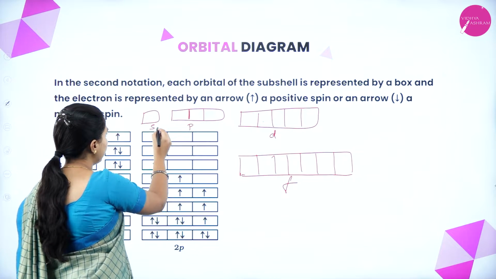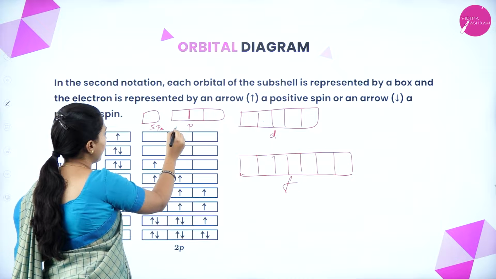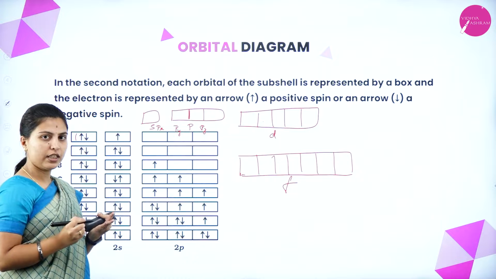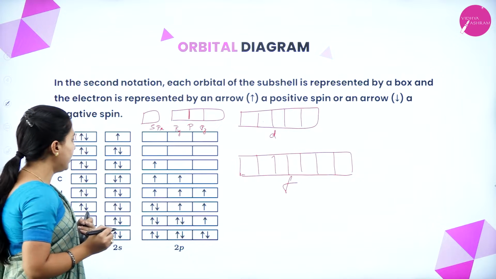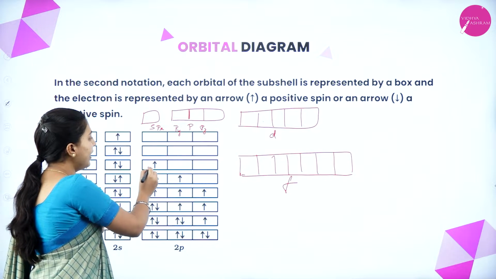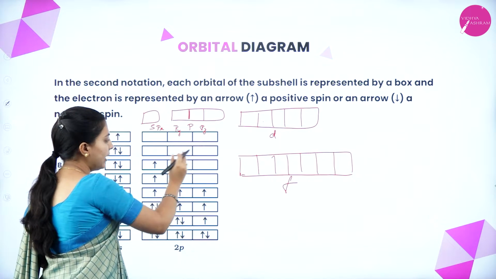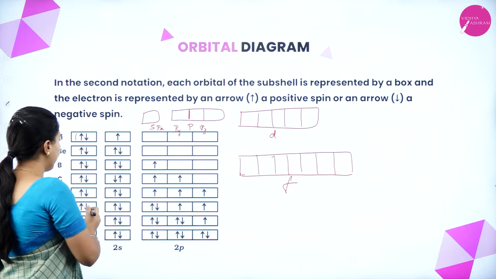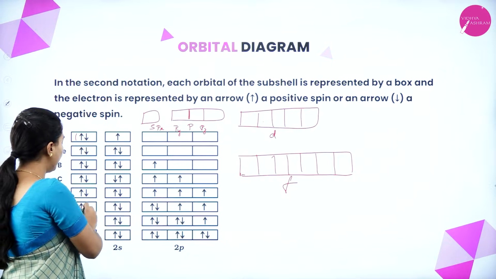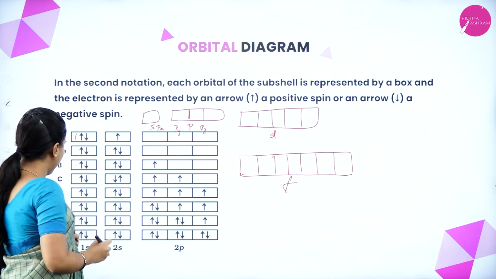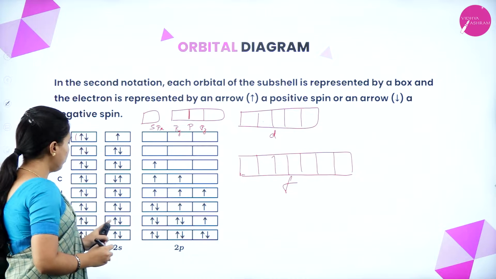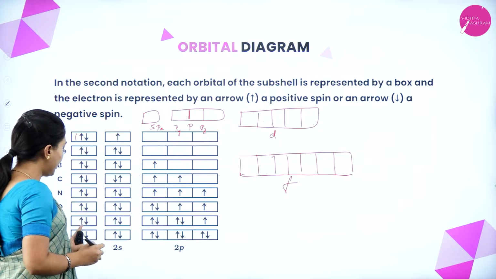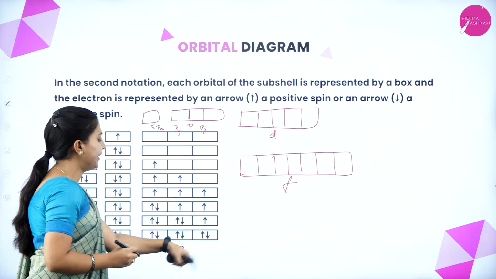Here we will call these Px, Py and Pz, the 3 orbitals of the P subshell. Why we have filled like this, we will see in the next slide. First, oxygen 8, fluorine 9, and neon 10.